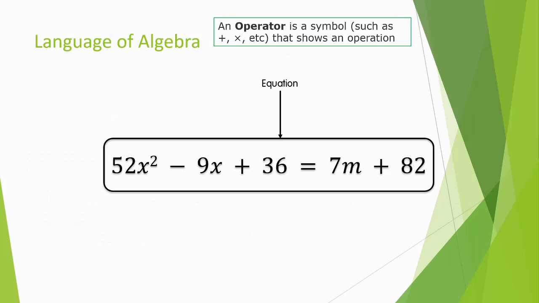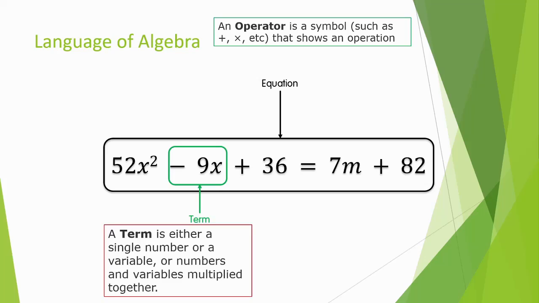So here we have an algebraic equation. It has some operators, and operators are a symbol that shows what operation is happening. In this equation, we have terms. Terms are either a single number, a variable, or a number and a variable that are multiplied together. They are separated by pluses and minuses, but they also include the sign that's in front of them.